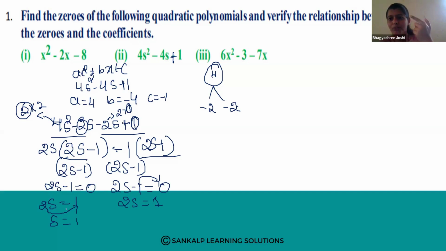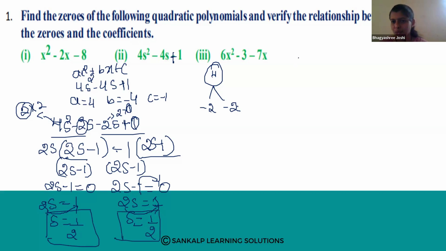2s. It is in the form of multiplication. So when it goes to the other side, it divides. 1 divided by 2. Here also same. 2, when you shift this 2 to this side, it becomes 1 divided by 2. Therefore, I am getting 2 zeros. S is equal to 1 by 2. S is equal to 1 by 2.